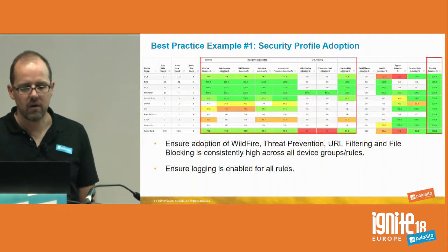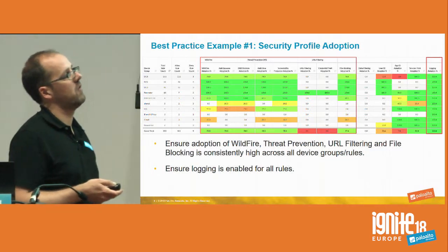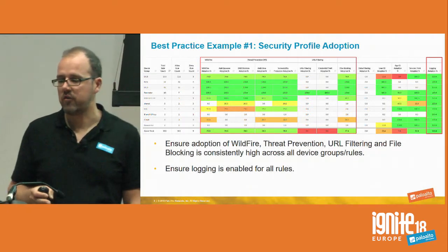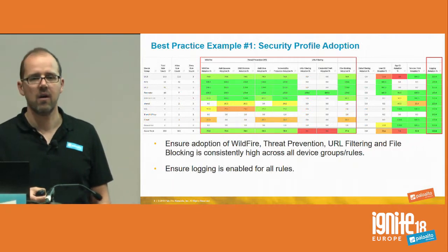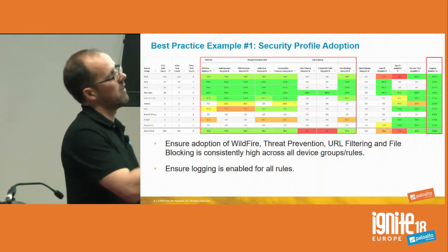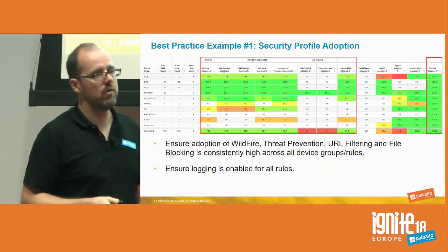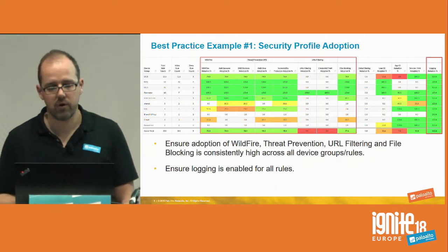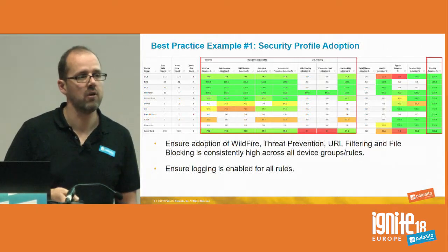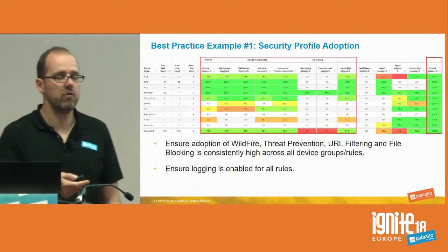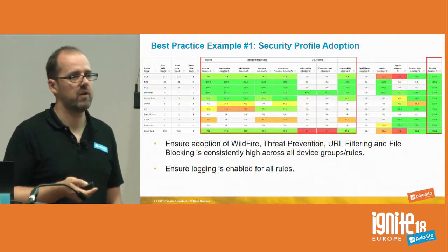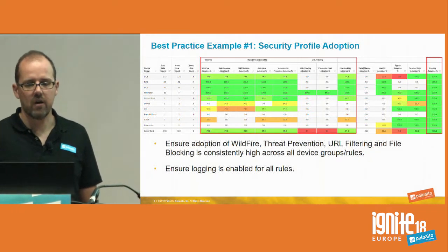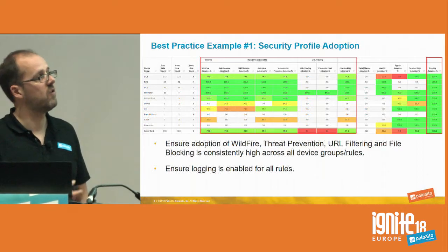Now, the other part here that is very important, besides making sure that you have consistently high numbers in this view, is to also make sure that logging is enabled. So at the end of the chart here, you see there's a column on logging, showing how much logging is enabled for all the rules. And that's another part where we say this is really important that you turn that on. If you don't have visibility, you don't know what's happening in the network from a threat perspective. Okay. So that's one example of what this best practice assessment report can tell you. This is the heat map view.